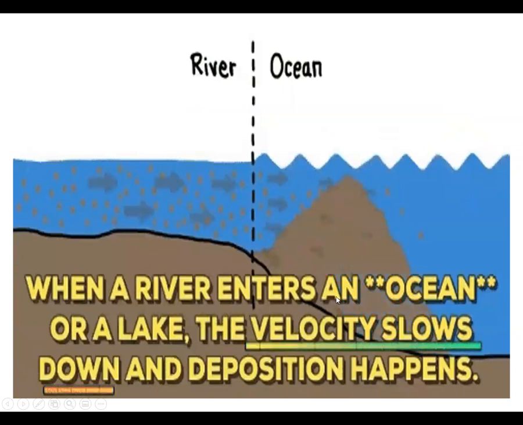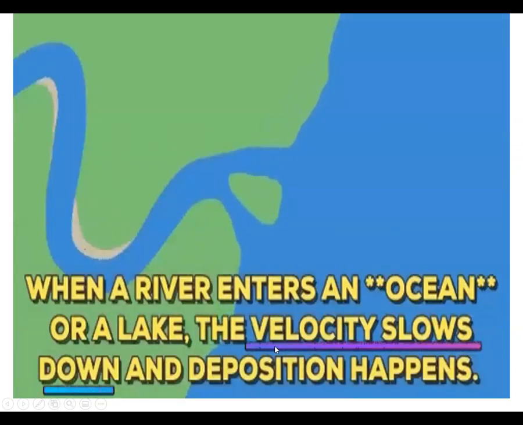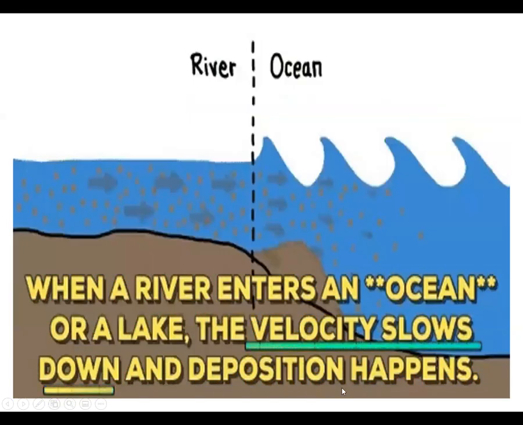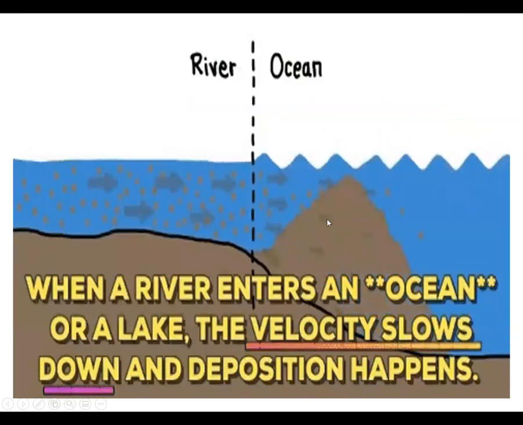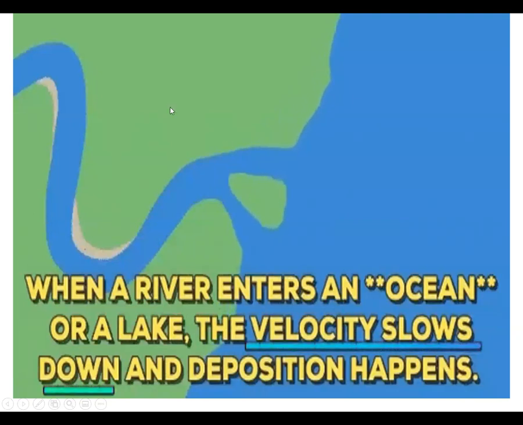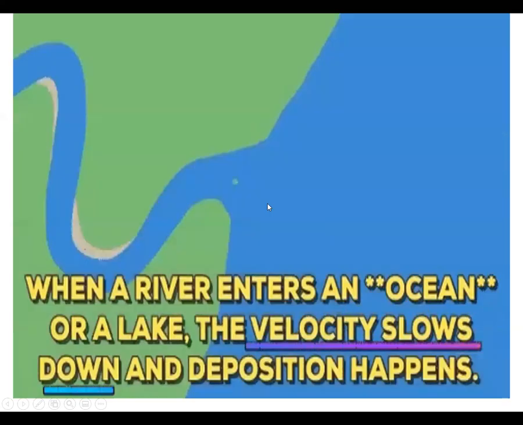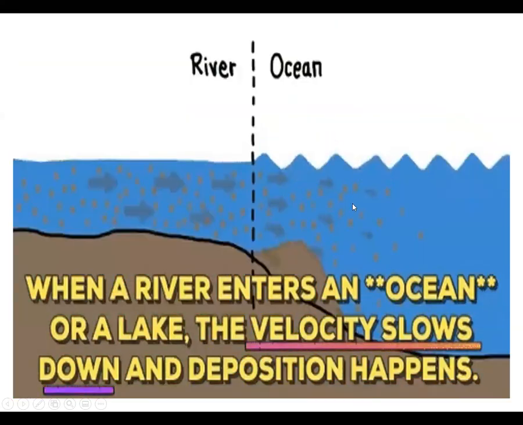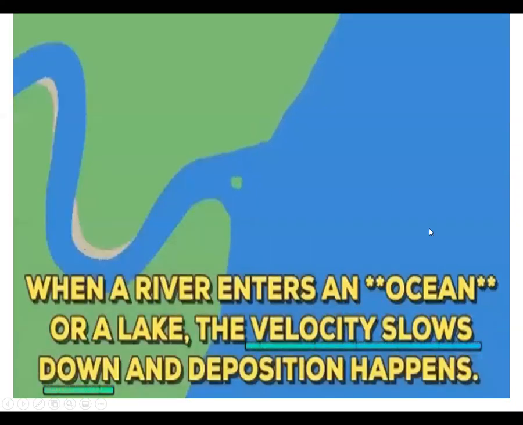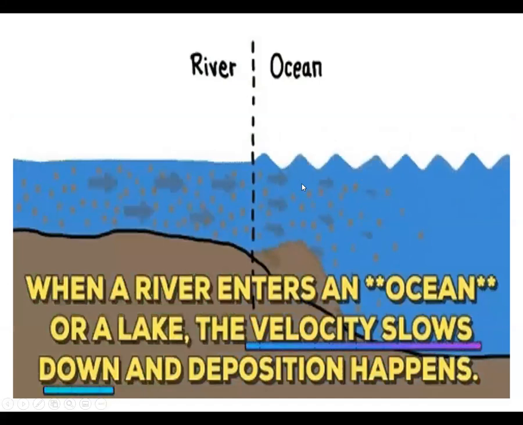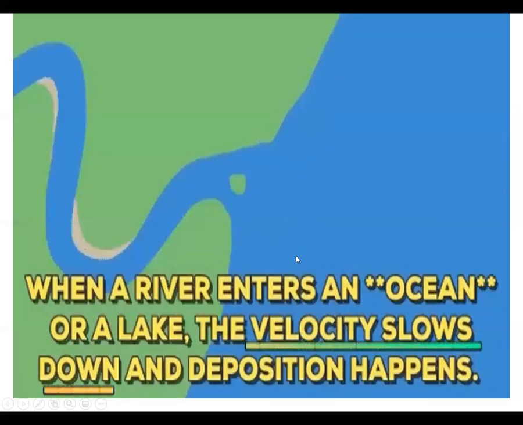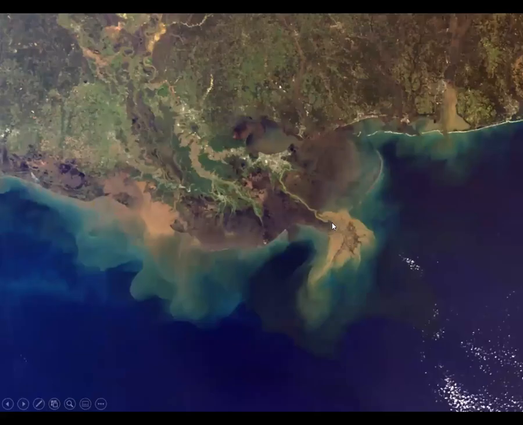When a river enters an ocean or lake, the velocity slows down and deposition happens. This is what we call the delta right there. See, that's the delta. So all the sediments carried by the water from upstream are deposited in the mouth of the river, and that deposition results in the formation of an island. And that island is what we call a delta. And the delta, again, is found in the mouth of the river.